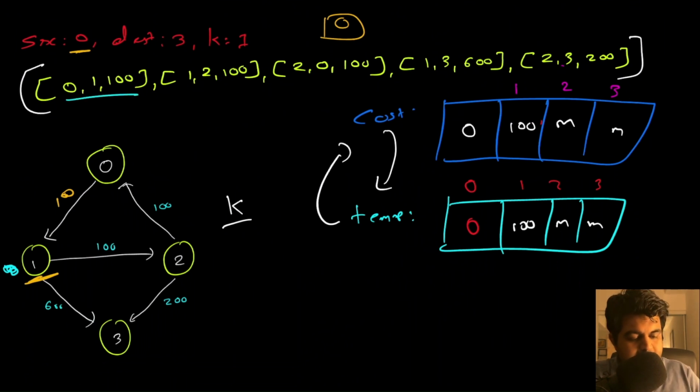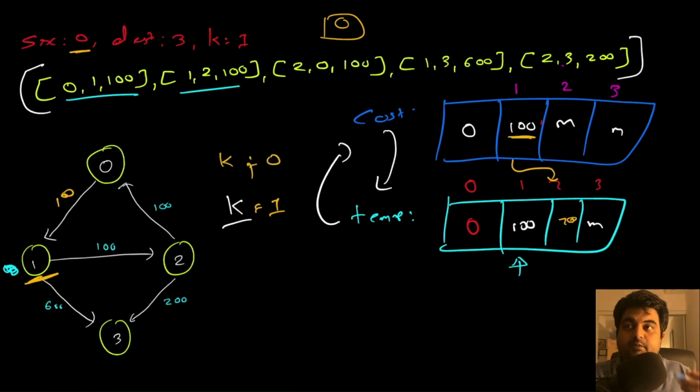Now 0 to 1, 100, we already have this value stored, so we don't need to update. 1 to 2, 100. Now in this case, we are able to reach city number 1 with 100 cost. So in order to reach city number 2, the cost has to be 200. So we can update this value to be 200. And notice that this time we are iterating for k is equal to 1.